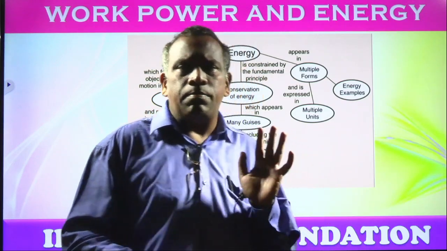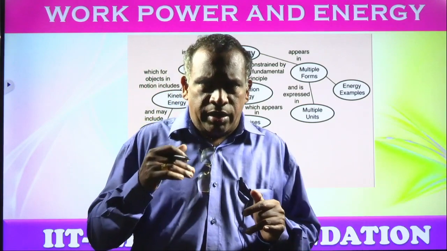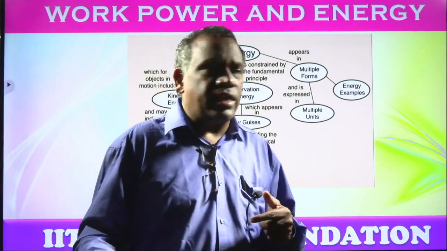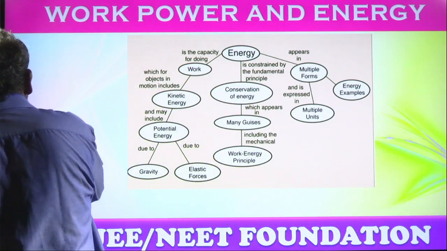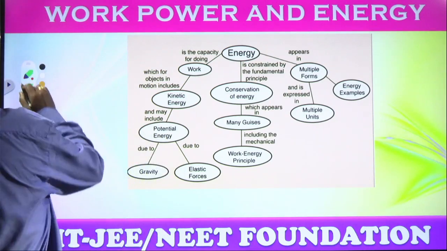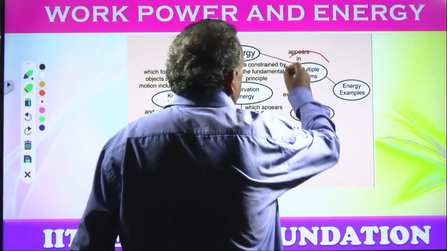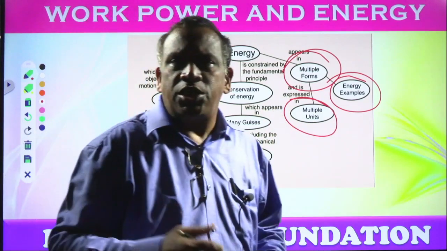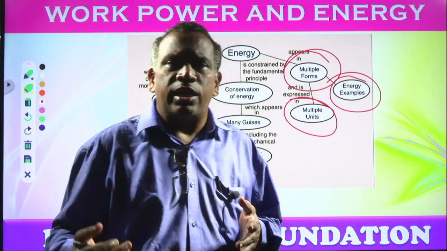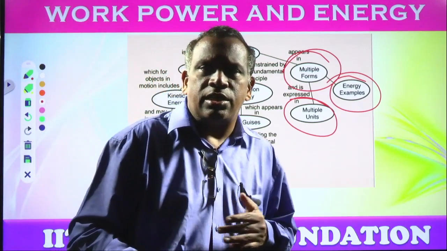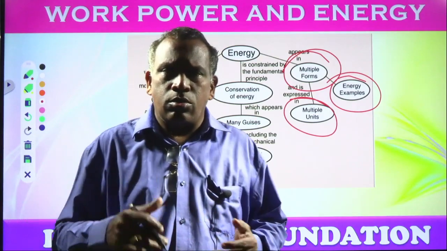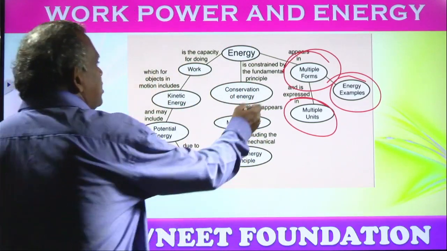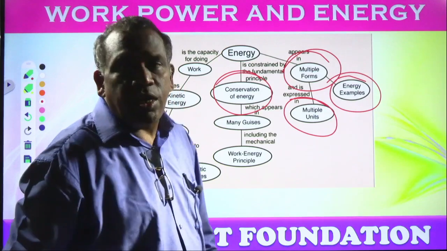There is also the law of conservation of energy. Energy is neither created nor destroyed. It transforms from one form of energy to another form. Different forms of energy are there, that is what is explained here. So energy and a related mind map: multiple forms of energy. There are many examples of energy: kinetic energy, potential energy, electrical energy, sound energy, electrostatic energy, gravitational potential energy, elastic potential energy. These are all different examples. And conservation of energy is also very important. Utilization of 100% energy.